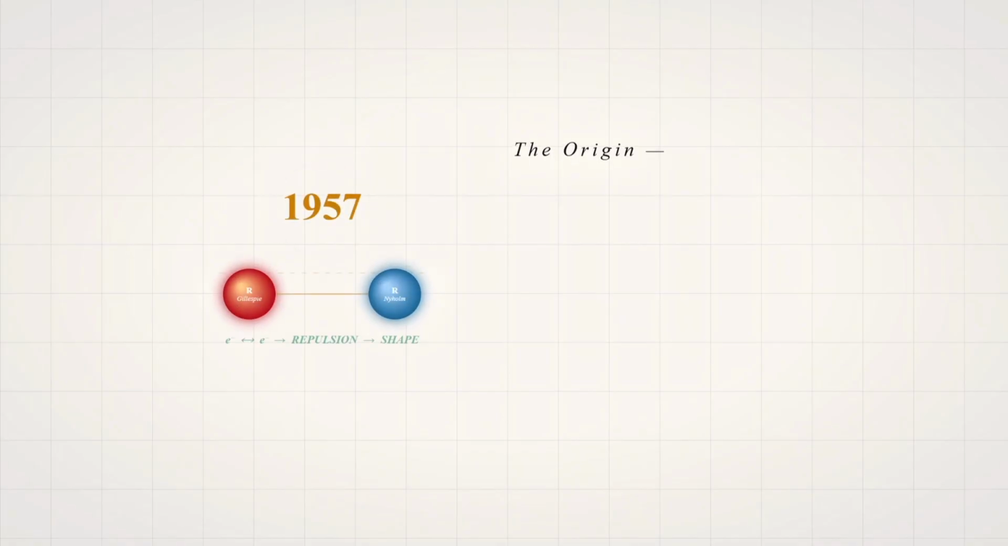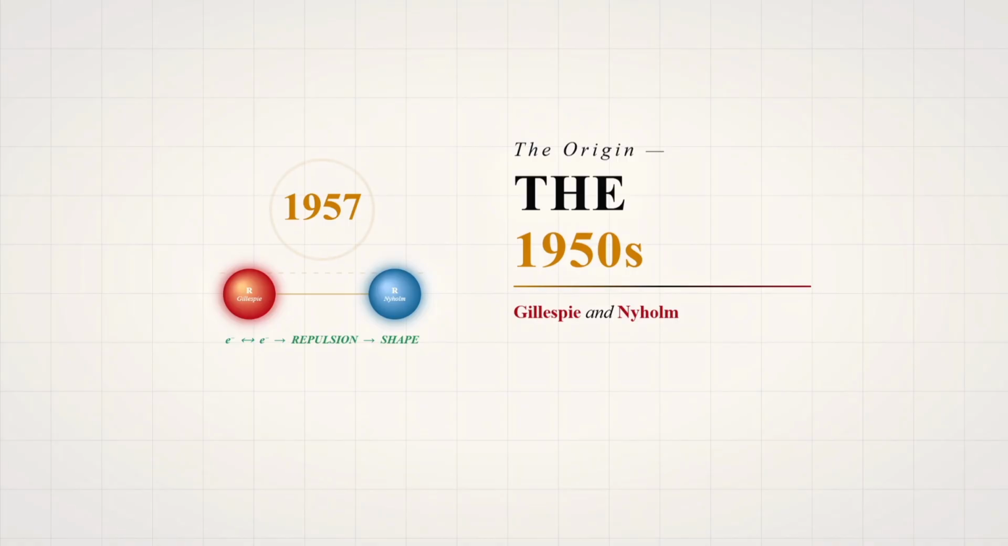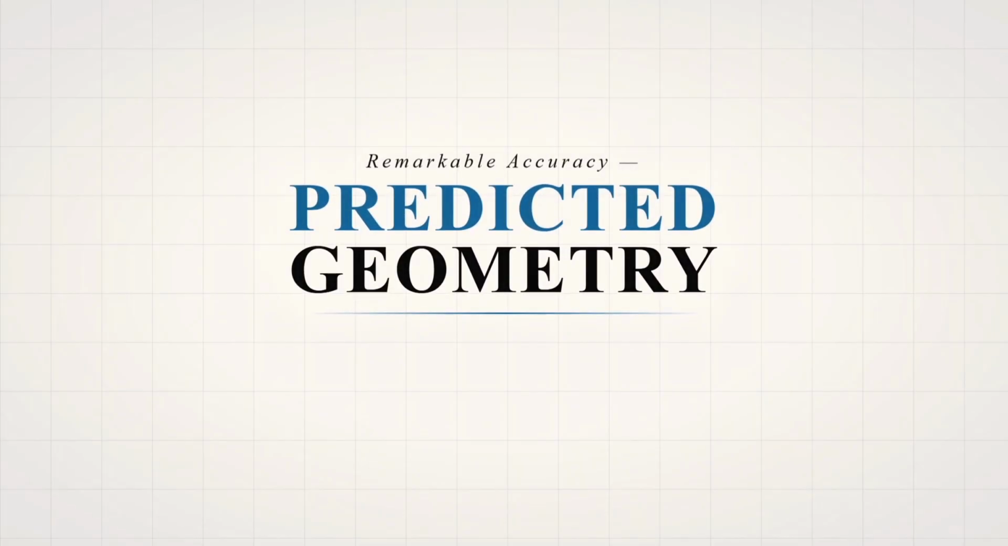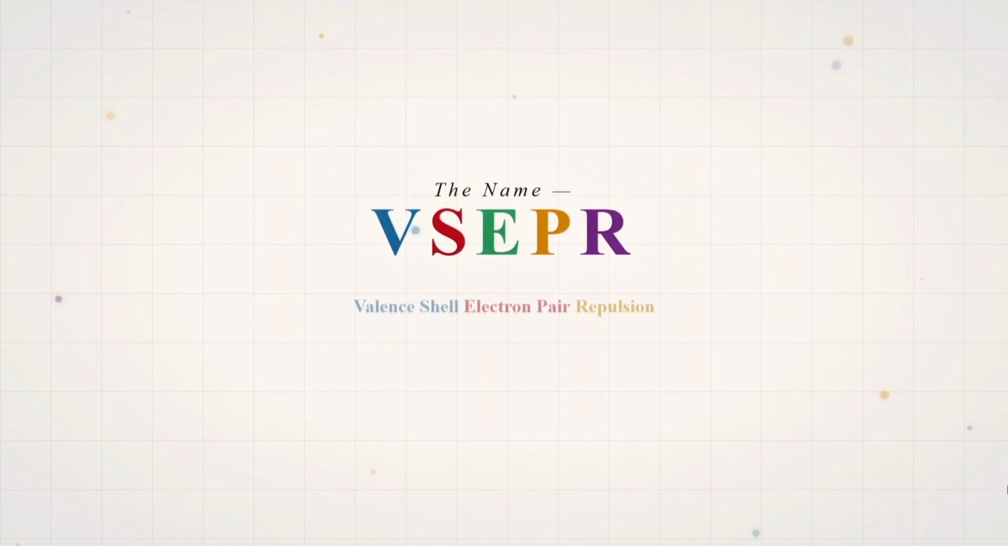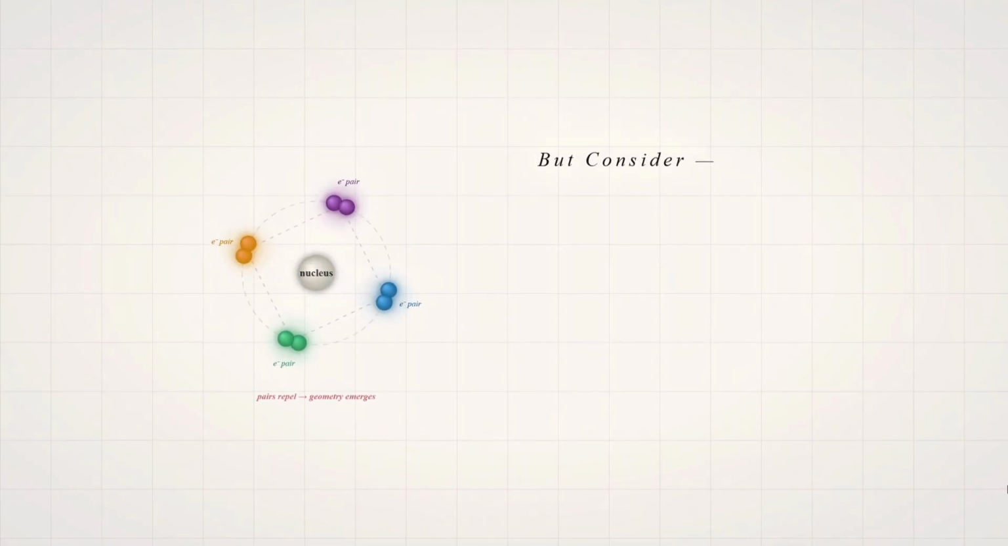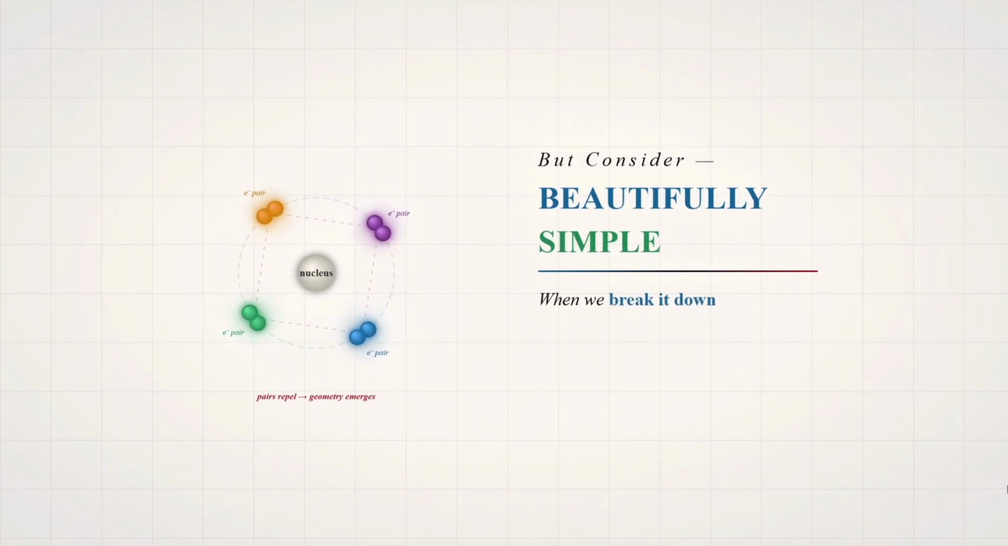It was developed in the 1950s by Ronald Gillespie and Ronald Nyholm, who took a beautifully simple idea, electrons repel, and built a framework that predicted molecular geometry with remarkable accuracy without requiring complex quantum mechanics. VSEPR stands for valence shell electron pair repulsion. It sounds intimidating, but when we break it down, the concept is beautifully simple.